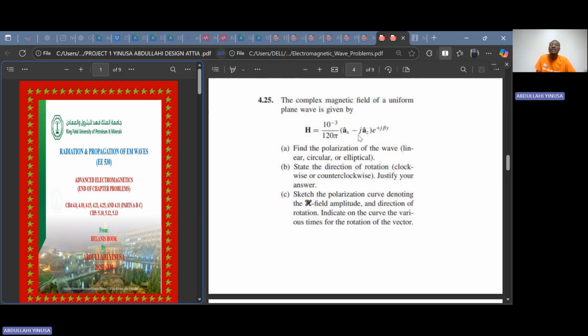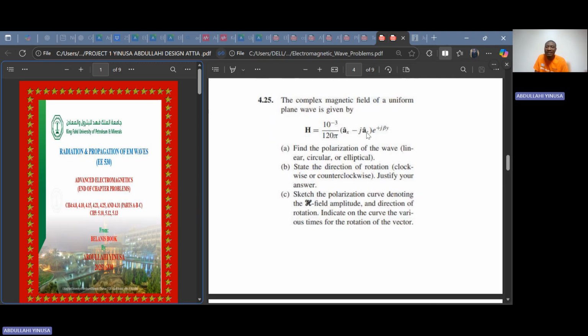If the phase difference is 90 degrees, definitely we are going to conclude that it is circular. However, if the phase difference is infinity, it means no polarization at all. Can we say it is linear? You can only say it is linear if one of the magnitudes is 0, that is, there's no magnitude of 1. So in this case, minus j means it is minus 90 degrees.